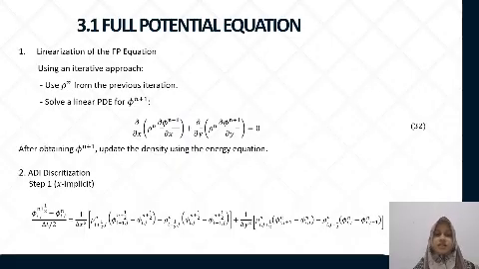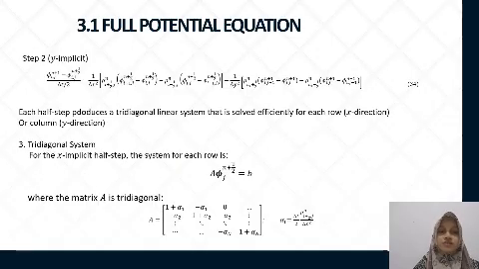The second step is ADI discretization. In step 1, we choose x implicit, which we can see in equation 33. In the second step, we choose y implicit, which we can see in equation 34. Each half step produces a tridiagonal linear system that is solved efficiently for each row in the x direction or each column in the y direction.